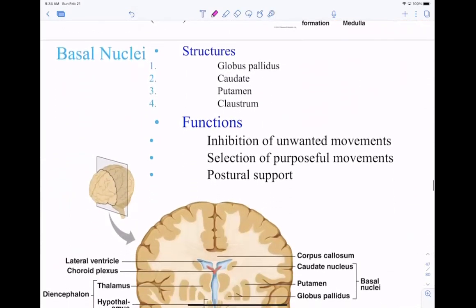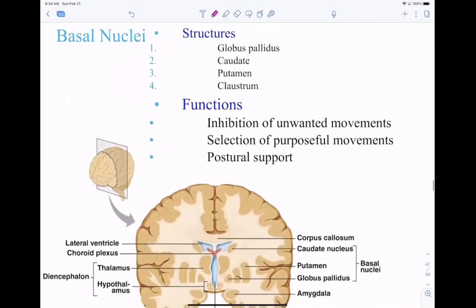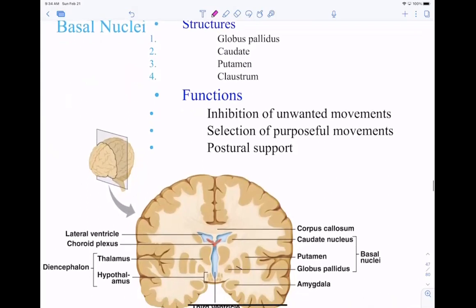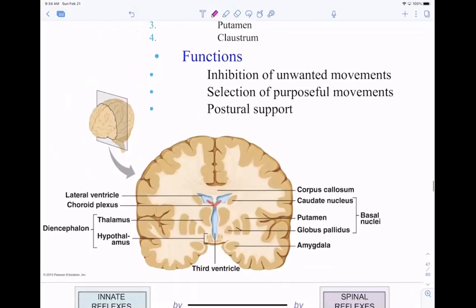Basal nuclei is a group of structures, cell bodies, that are dedicated to movements. And so basically they control unwanted or unpurposeful movements from purposeful ones. These are really in the diencephalon, or inner area of your cerebrum. They're termed the basal nuclei. So the caudate, the putamen, the globus pallidus.